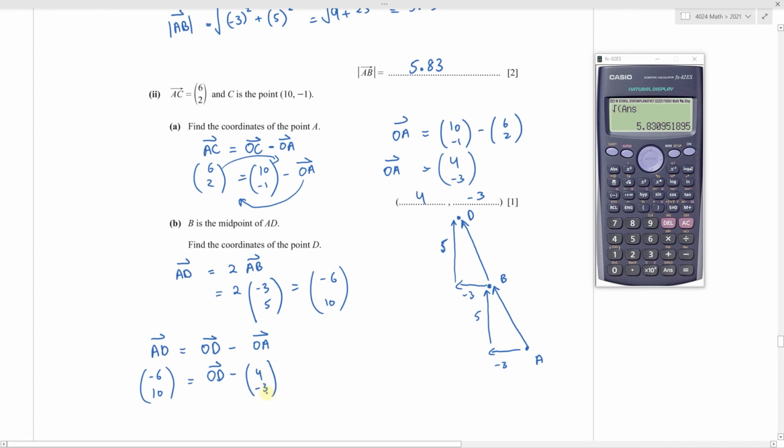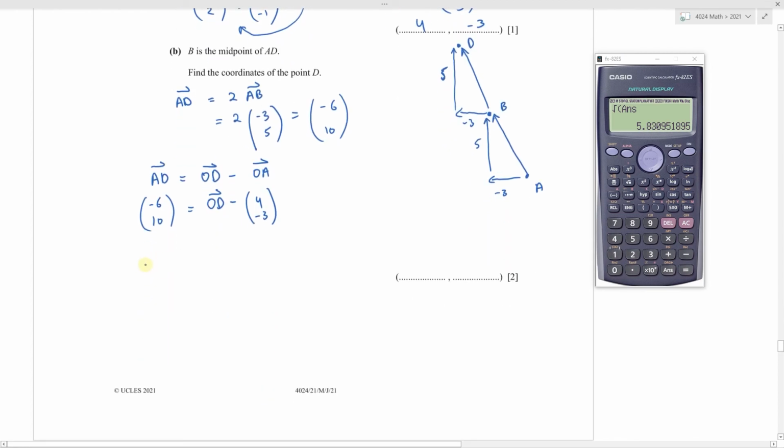So now let's solve for OD. I'll take this to the other side, so OD will be minus 6 and 10 plus 4 and minus 3. So minus 6 plus 4 will be minus 2, and 10 minus 3 will be 7. So your position vector OD is minus 2 and 7, and your coordinates of point D will be minus 2 and 7.